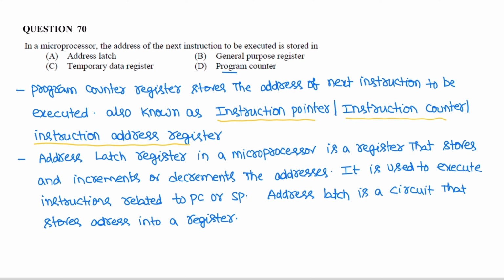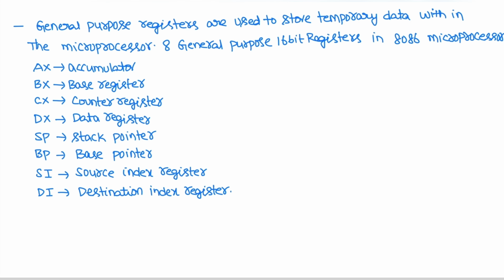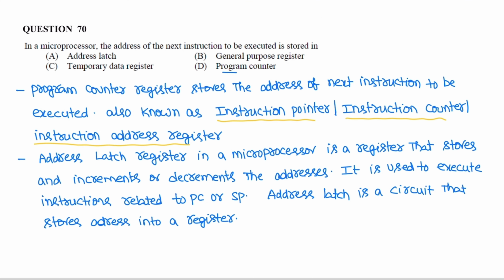It is not an address latch, not a temporary data register, not a general purpose register. And various general purpose registers are used in microprocessor. These registers are used to store data temporarily within the microprocessor. There are 8 general purpose registers of 16 bit size in 8086 microprocessor. Those are AX is accumulator, BX is base register, CX is counter register, DX is data register, SP stack pointer, BP base pointer, SI source index, and DI is destination index. Hence correct option is program counter.